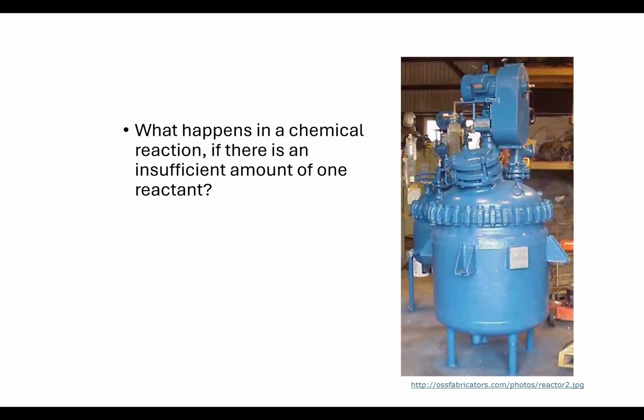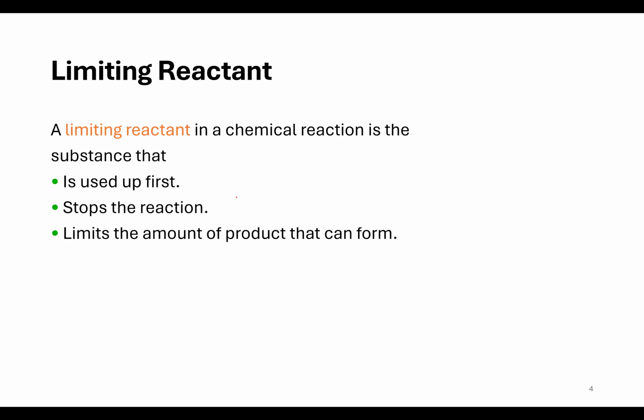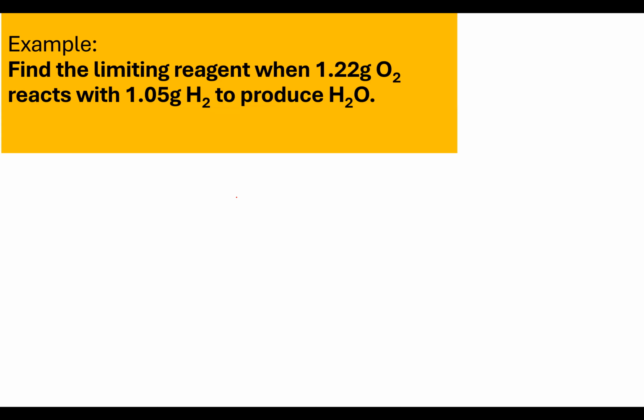Similarly, in reactions, we have the same concept. Sometimes if you have an insufficient amount of one of the reactants, what does that mean for us? Limiting reactants are basically substances that get used up first. They stop the reaction whenever they're used up, and they limit the amount of product that is produced. It's very important, therefore, to write this reaction in an equation in order to determine which one is the limiting and which one is the excess.